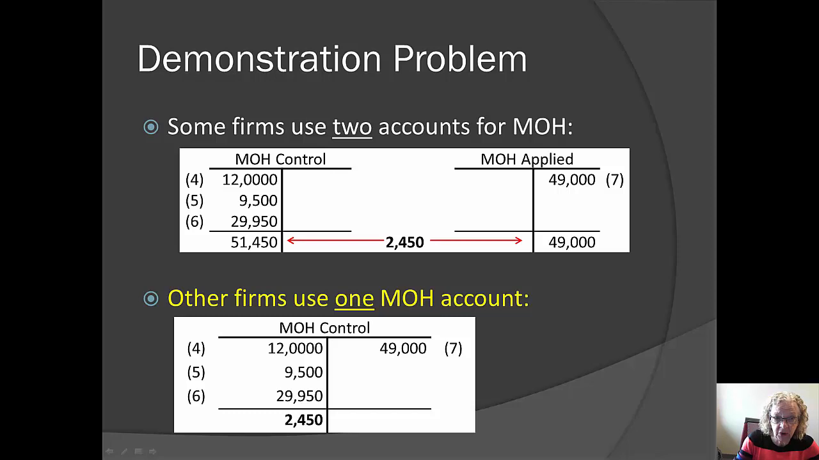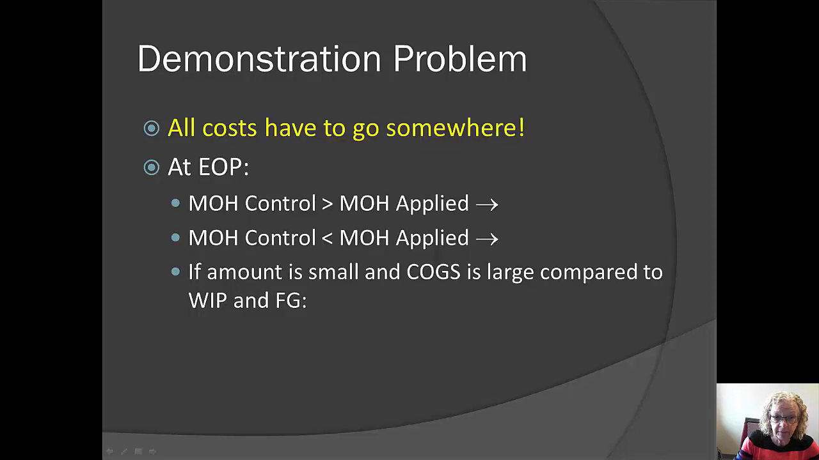How are we going to handle this difference? One of our basic rules in cost accounting is that all costs have to go somewhere. We cannot end the period with overhead that has not been assigned to the units that we make. If at the end of the period we find that our overhead control is greater than the overhead that was applied, that means that we under-applied the overhead.